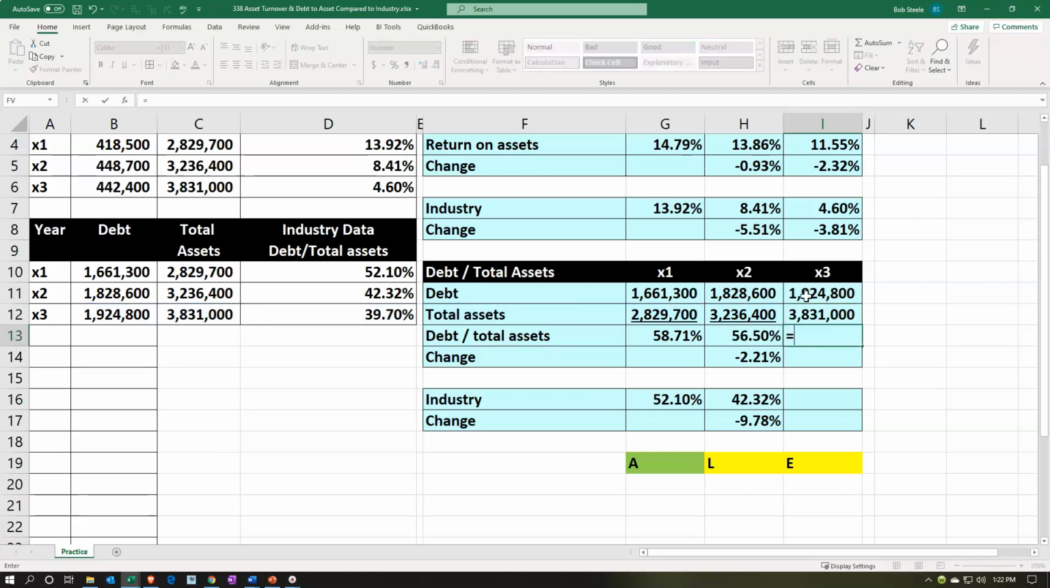So we're going to say then we've got the year 3, the debt compared to the total assets. If we divide this out, this equals the debt compared to the total assets. Then we're going to format paint. I'll format paint all three of these. Home tab, clipboard, format painter, paint brushing this.